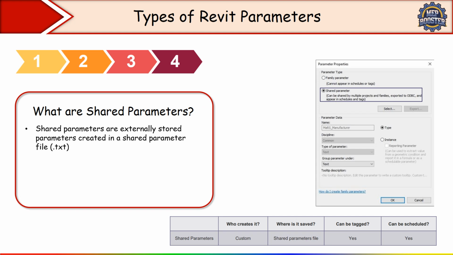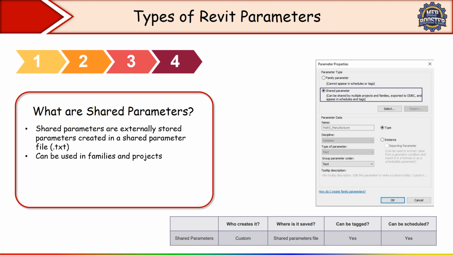Now the fourth type of Revit parameter is the shared parameter. What is it? What do you understand by shared parameter? Any one of you? Shared parameters are externally stored parameters created in a shared parameter file. This is the industry standard BIM parameter type, and it can be used in families and projects.